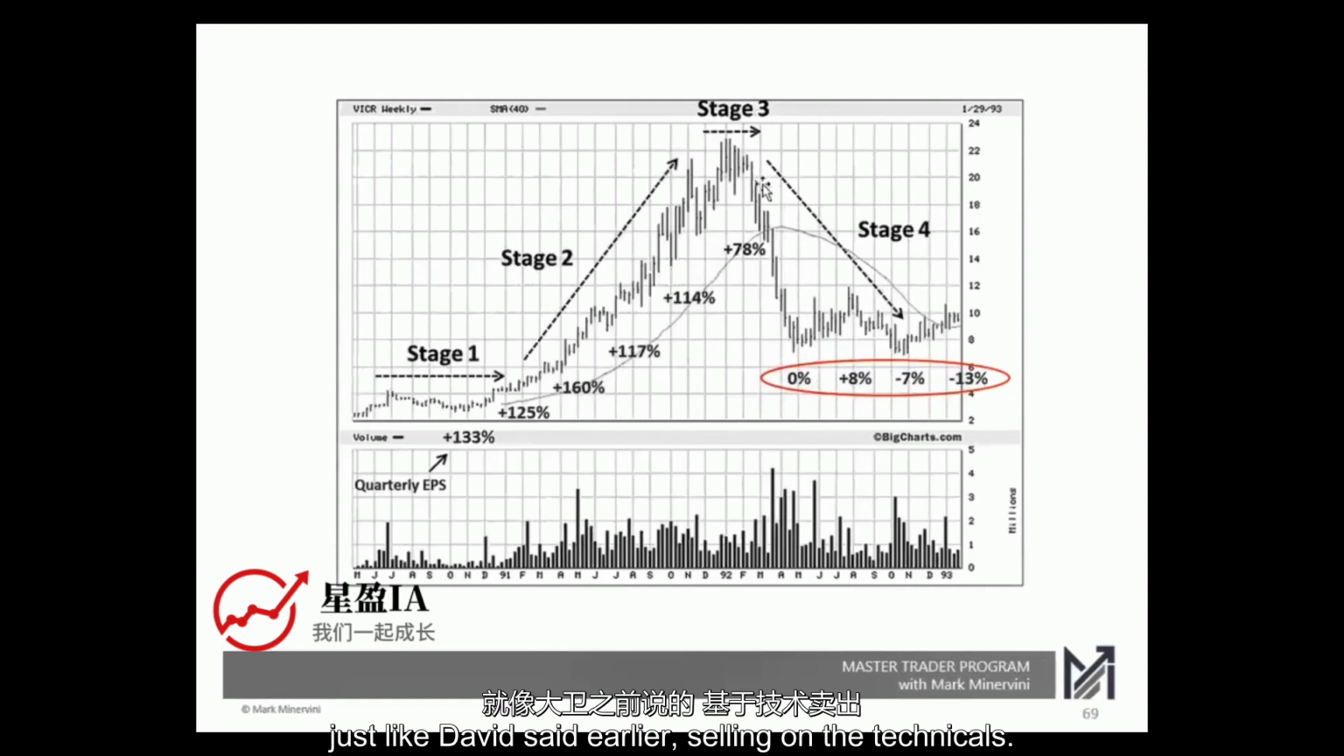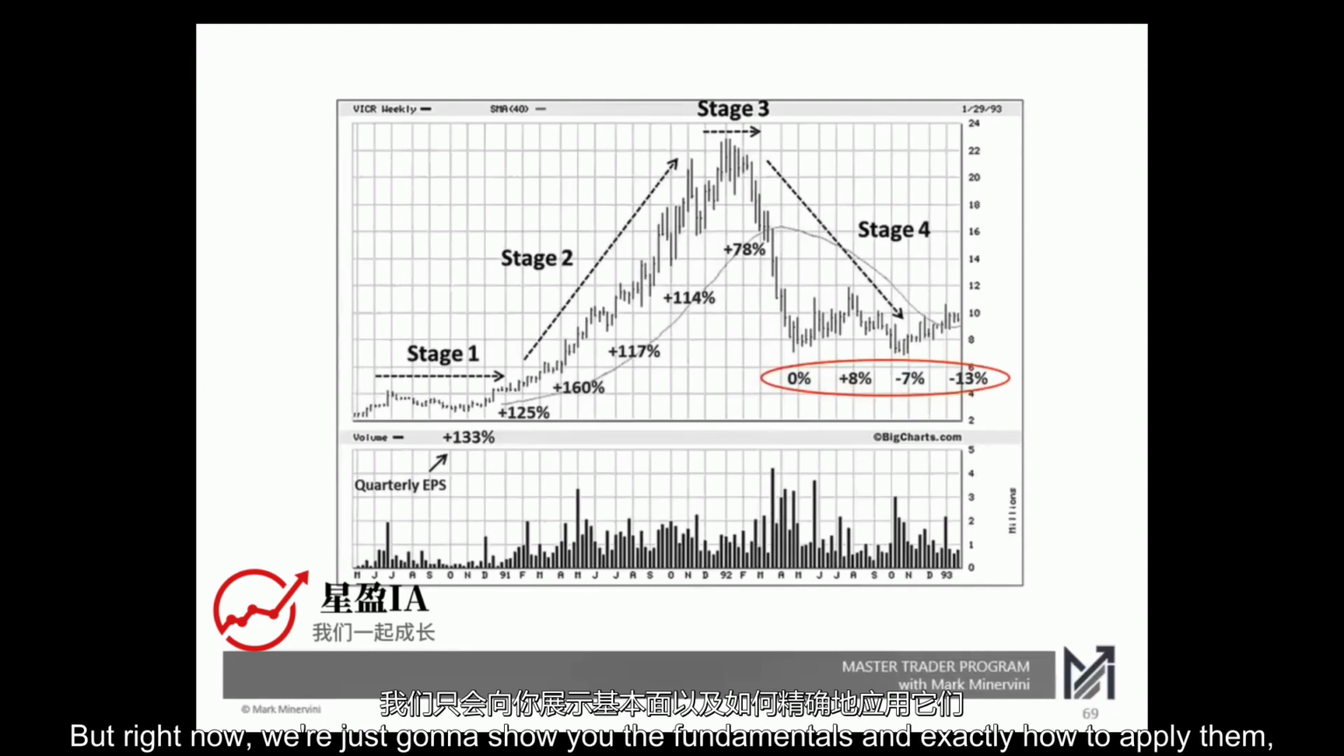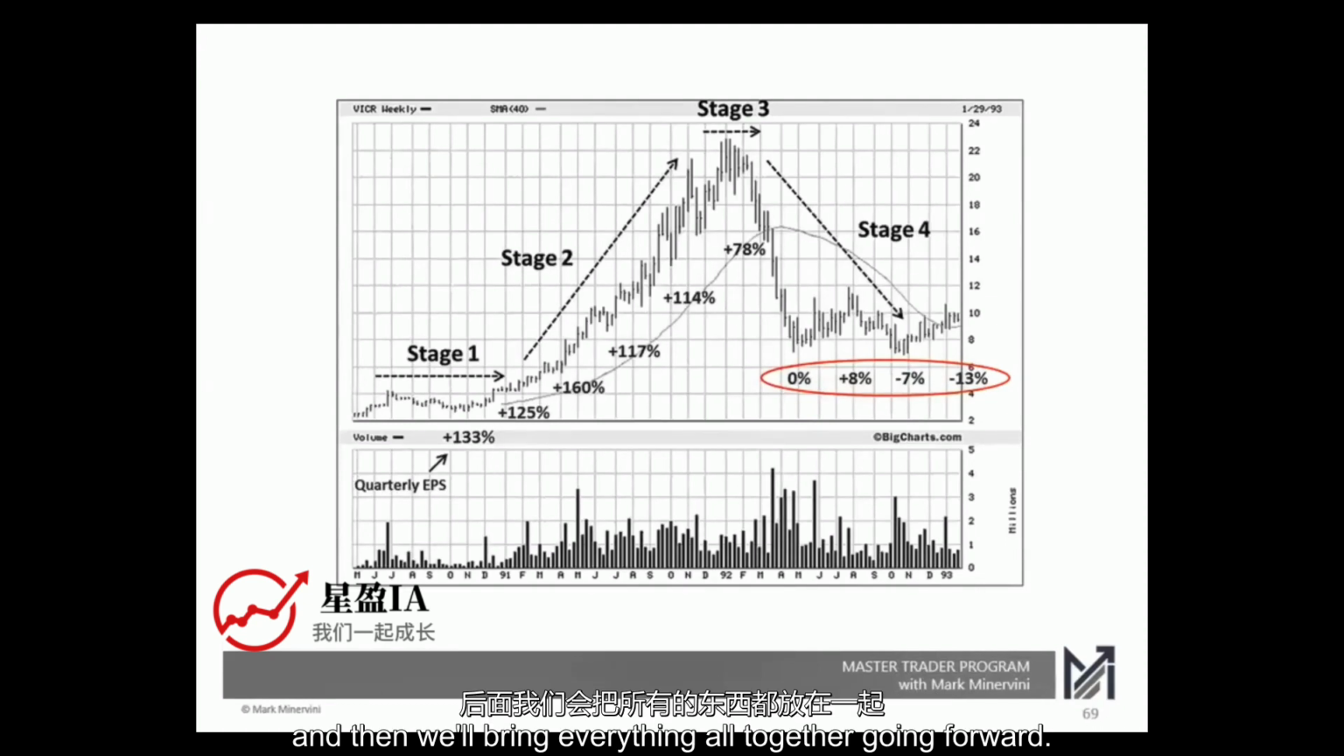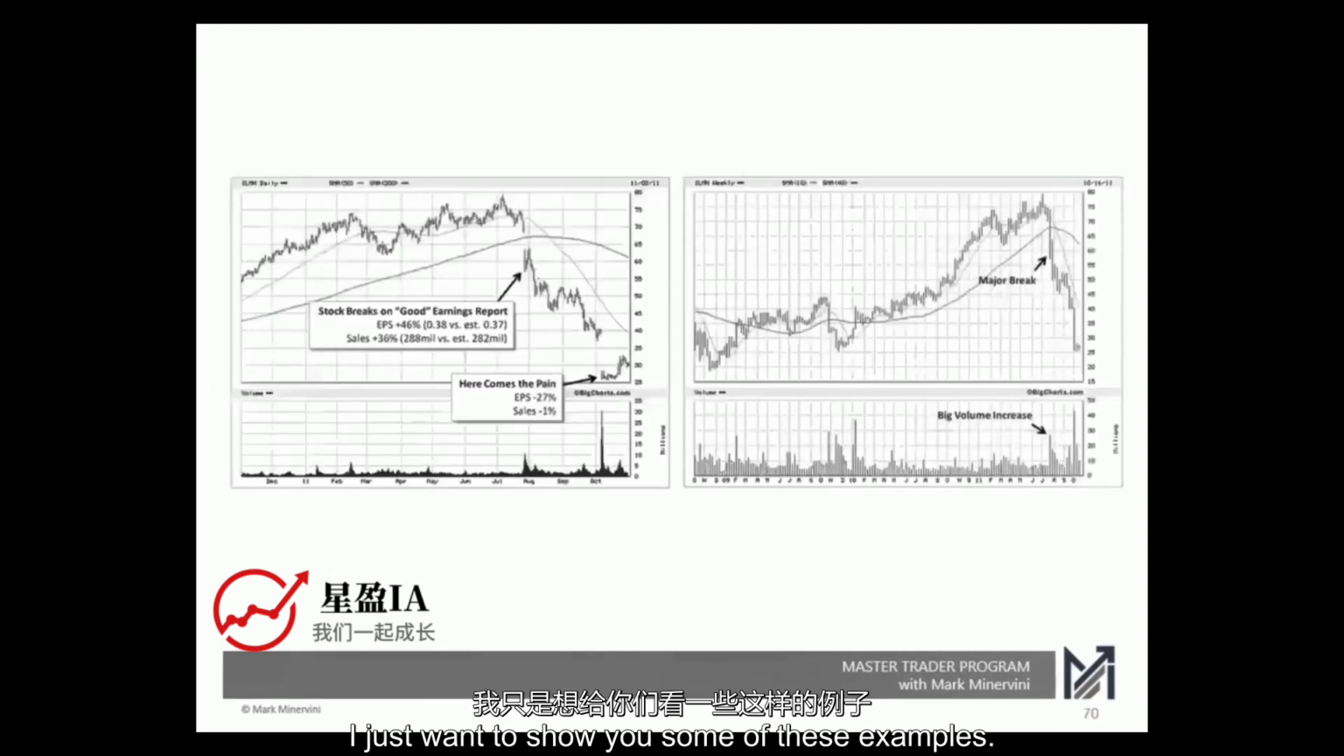Just like Dave said earlier, selling on the technicals. We have a whole entire section on selling, and we're going to give you a bunch of selling rules and all that. So we don't want to jump ahead too much here, but right now we're just going to show you the fundamentals and exactly how to apply them, and then we'll bring everything all together going forward. But I just want to show you some of these examples.